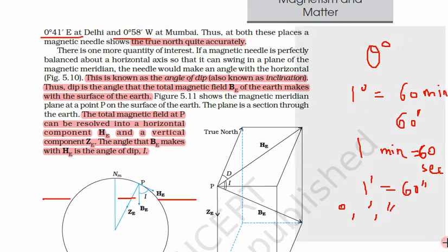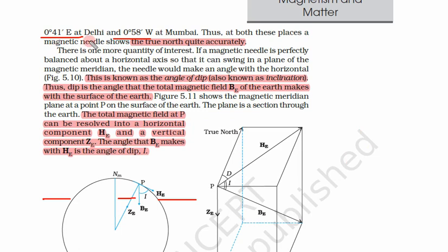So magnetic declination in India is very small, less than 1 degree at Delhi and Mumbai. Thus at both these places the magnetic needle shows the true north quite accurately, since there is only a difference of less than 1 degree. At these places, Delhi and Mumbai, the magnetic needle shows the true north quite accurately because there is very little declination. This is less than 1 degree and this is also less than 1 degree.